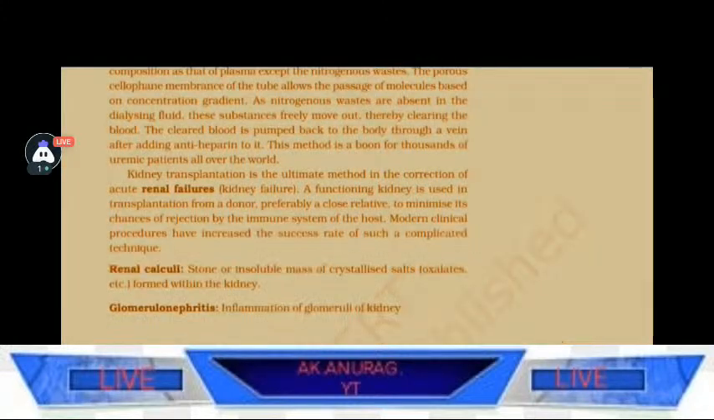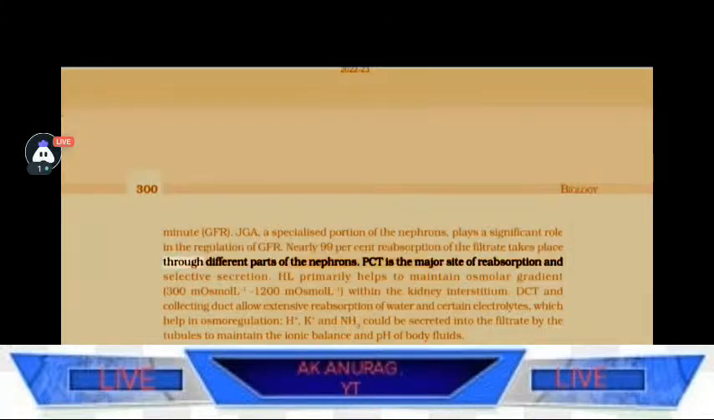The composition is that wastes are absent in the dialyzing fluid. These substances freely move out, thereby clearing the blood. The cleared blood is pumped back, in kidney failures. A functioning kidney is used in transplantation from a donor, preferably a close relative. To minimize rejection, the filtrate takes place through differing parts of the nephrons.